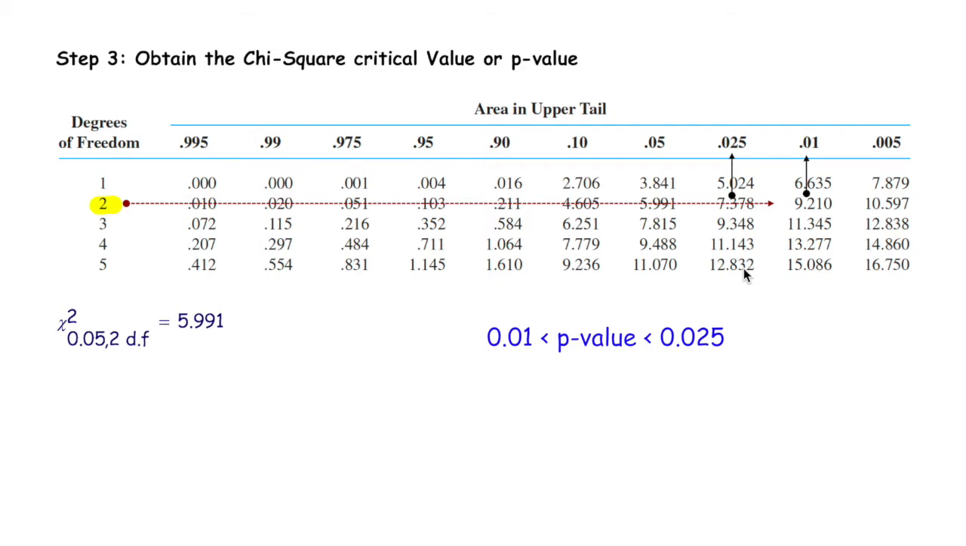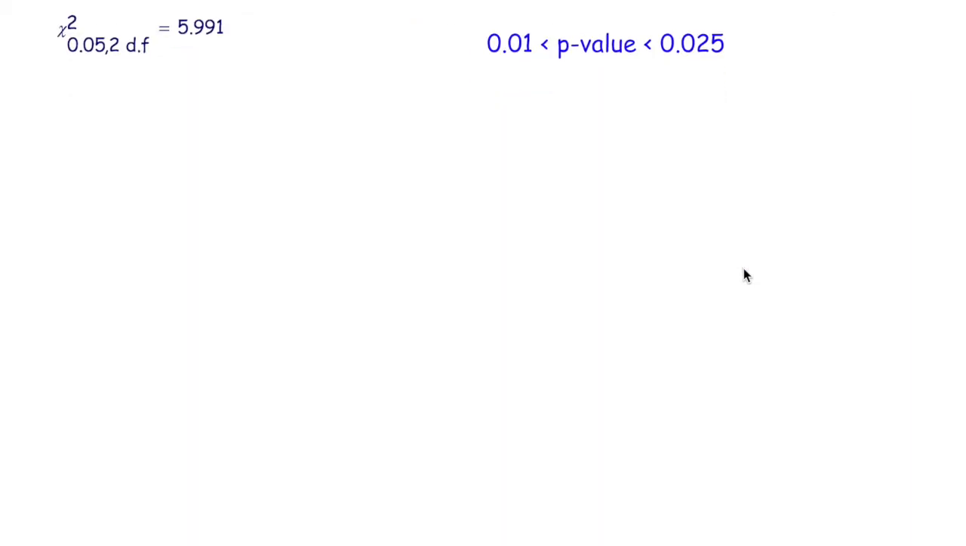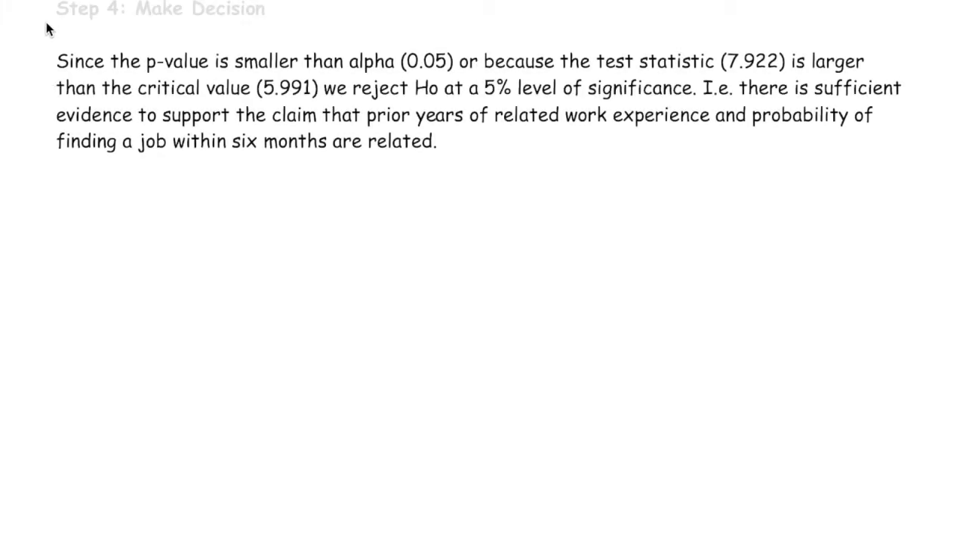So now that we've gotten the critical value and the p-value, the final step of any hypothesis test is really just to make the decision. And now when we want to make the decision, we can either use the p-value approach. Under the p-value approach, we're going to compare the p-value to alpha, or we could use the classical approach where we compare the critical value to our test stat. So we're able to say things like, since the p-value is smaller than alpha, or because the test stat is larger than the critical value, we're going to reject H0 at a 5% level of significance.